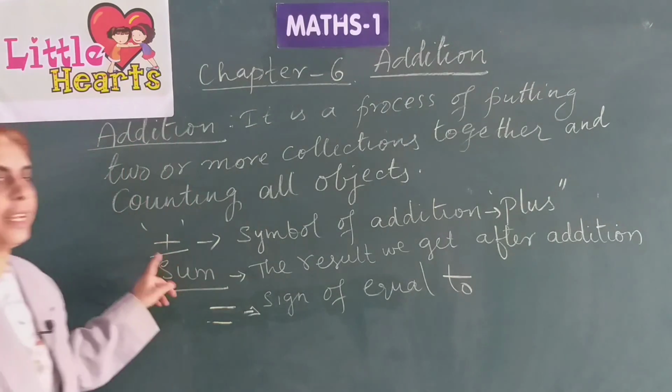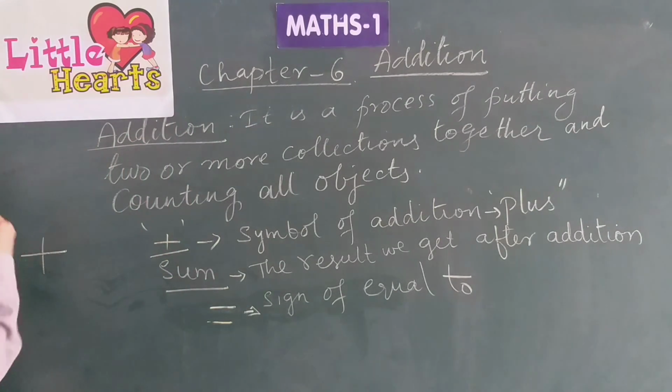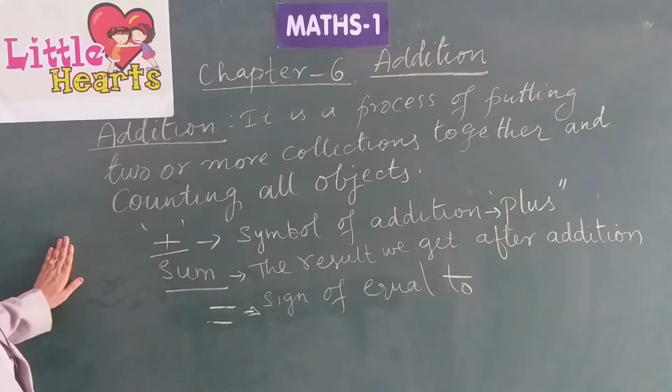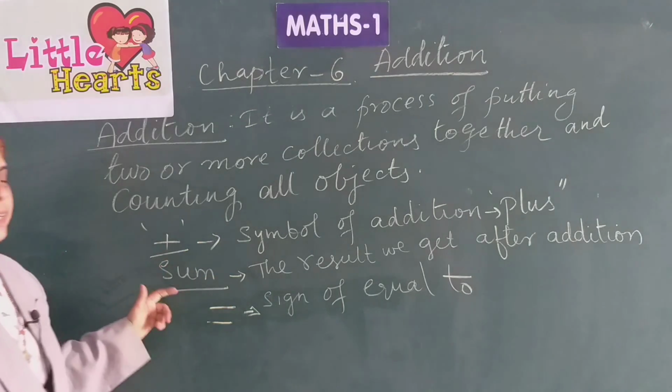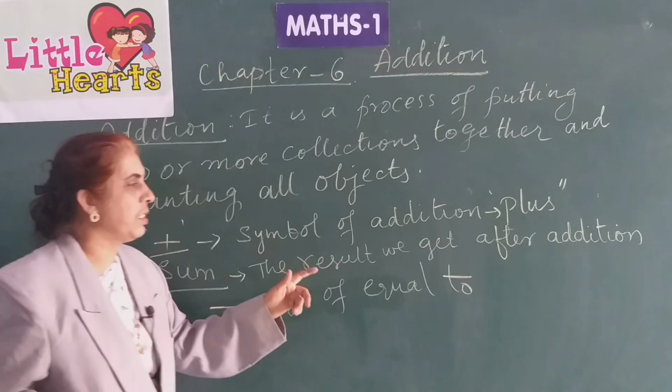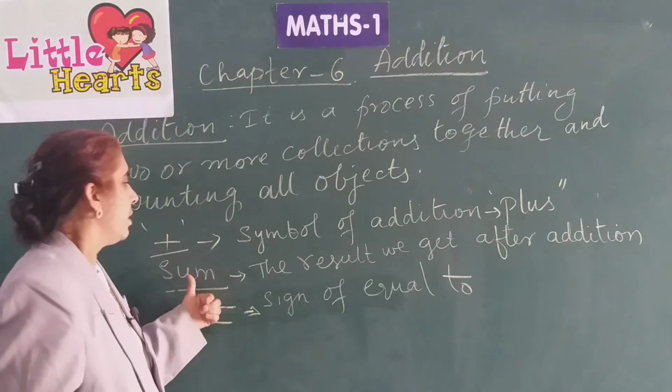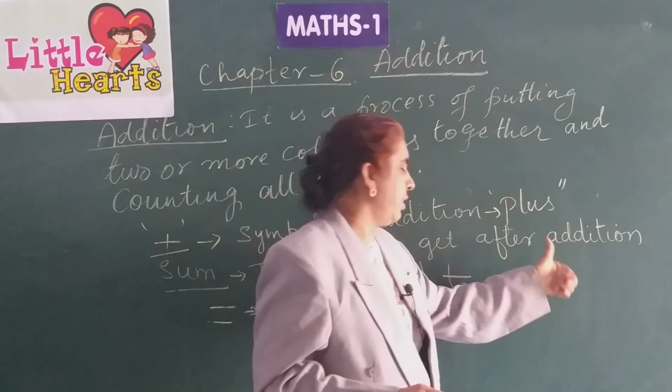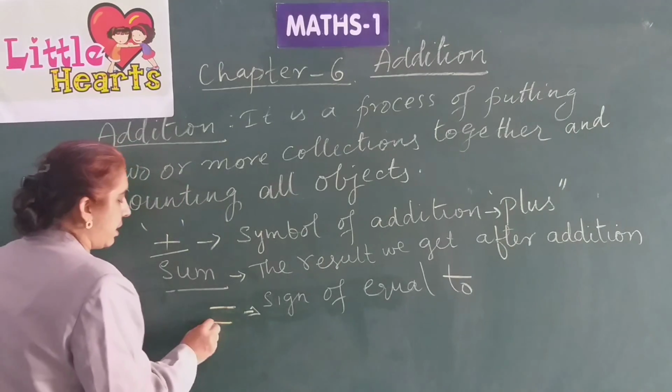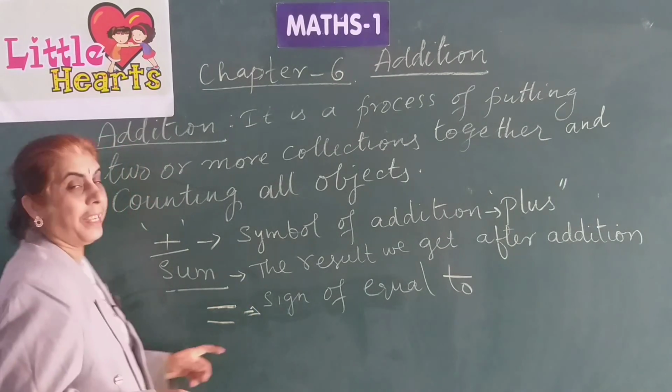It is written like this: one vertical line crossed with a horizontal line. That is the symbol of addition, plus. And the result we get after addition is called the sum. And this is the symbol or sign of equal to.